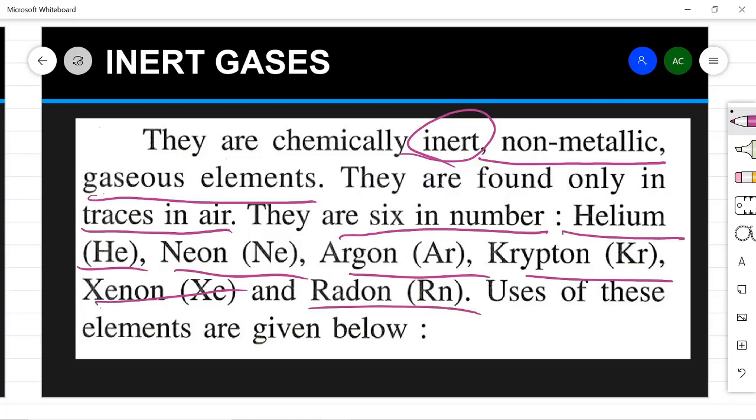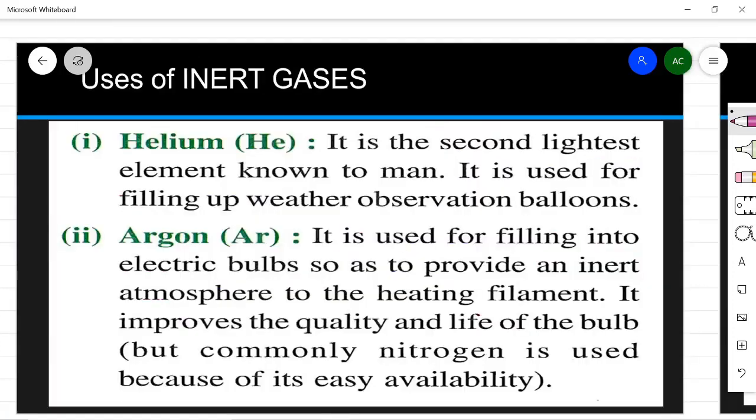And uses, let's see. हीलियम इज द सेकेंड लाइटेस्ट एलिमेंट. पहला है हाइड्रोजन, दूसरा है हीलियम. It is used for filling up weather observation balloons. जो बलून्स ऊपर जाते हैं उसमें हीलियम गैस भरते हैं क्योंकि बहुत लाइट है तो आराम से ये ऊपर जाती है. हीलियम बैलून्स बोलते हैं उनको.